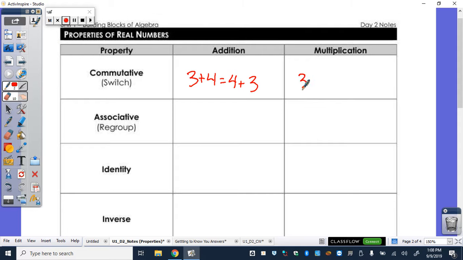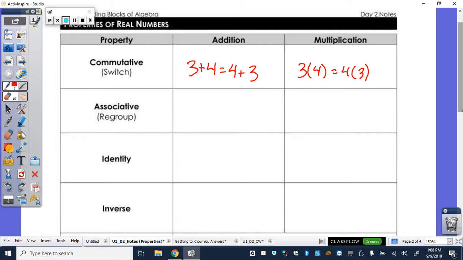Same thing with multiplying them. 3 times 4 is 12, just like 4 times 3 is 12. So order for adding and multiplying does not matter. Associative is our grouping property. So that just says any way you choose to group them, you will still get the same answer.